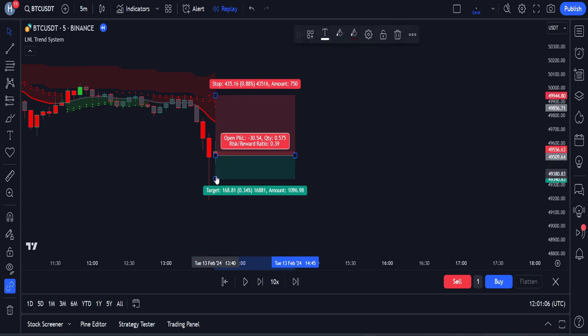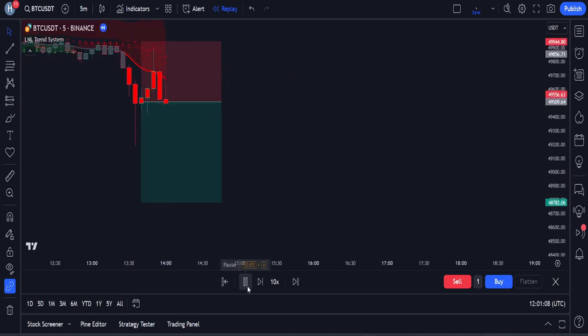I hope you guys have understood the rules for entering a buy and sell trade using this indicator.